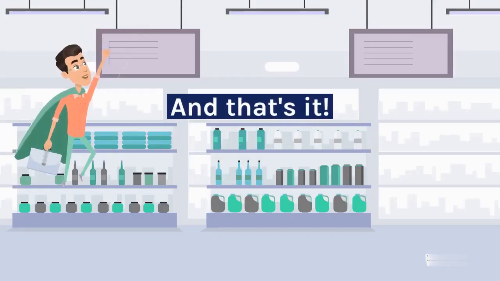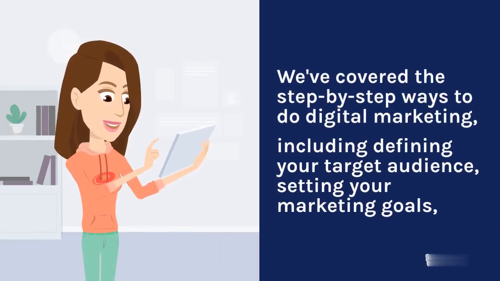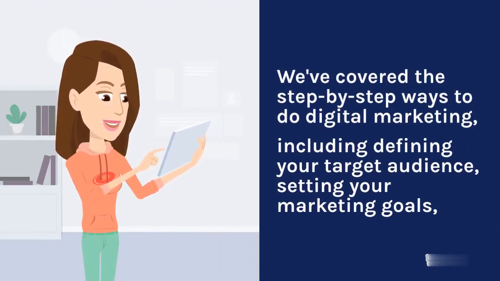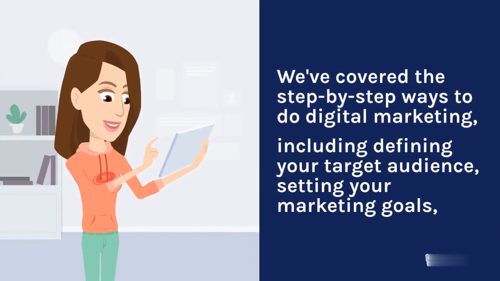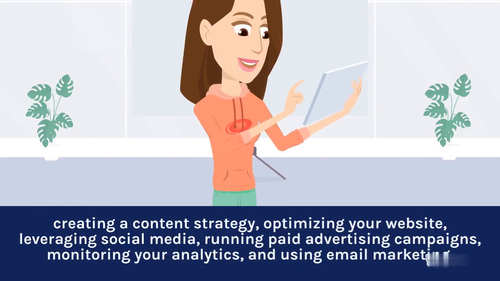And that's it. We've covered the step-by-step ways to do digital marketing, including defining your target audience, setting your marketing goals, creating a content strategy, optimizing your website, leveraging social media, running paid advertising campaigns, monitoring your analytics, and using email marketing.